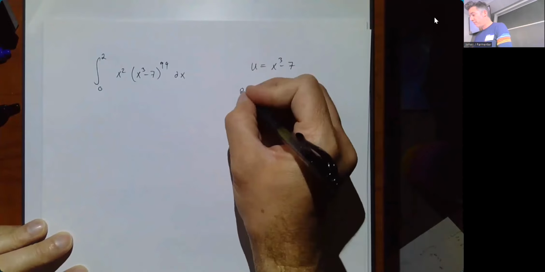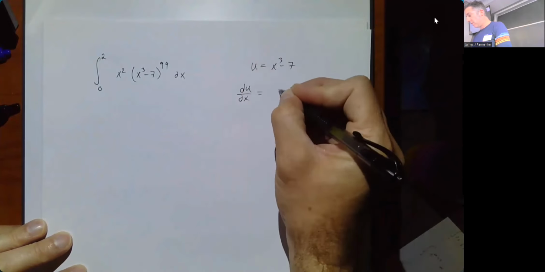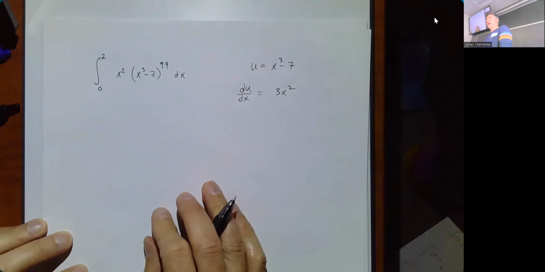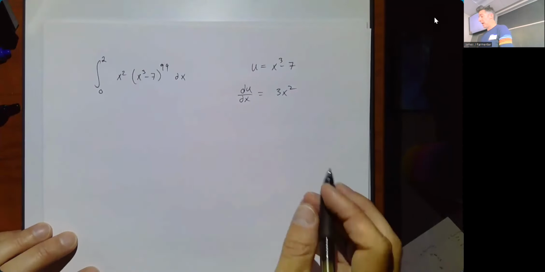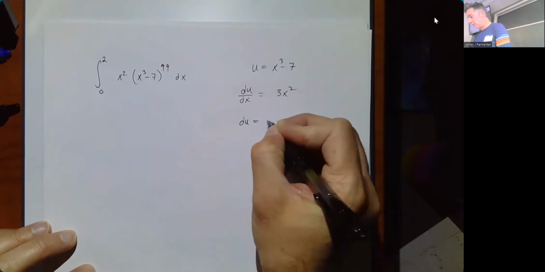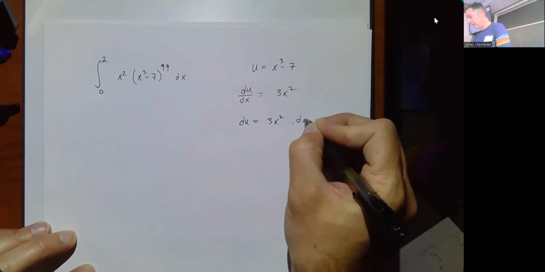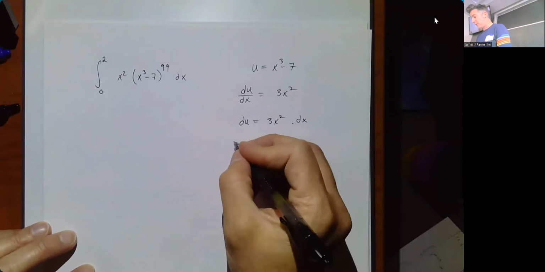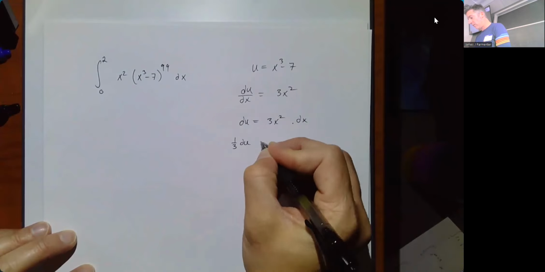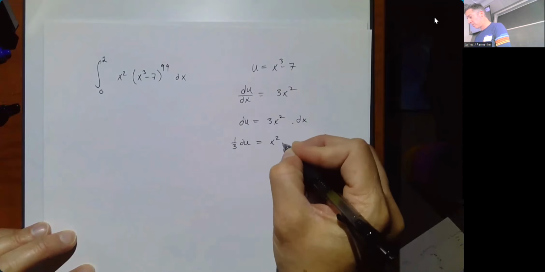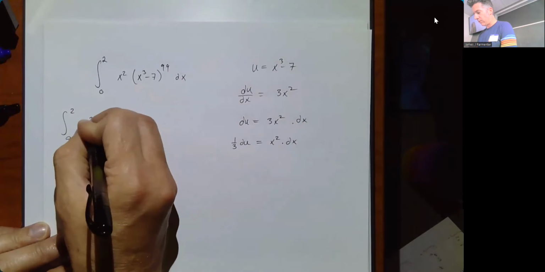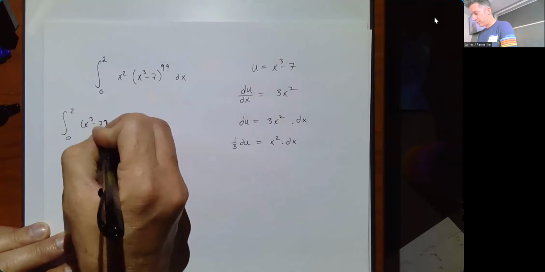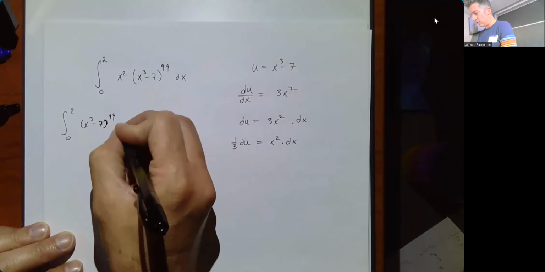And my derivative, du dx, is 3x squared. Do I have a 3 times x squared? Not exactly. Do I care about the 3 part? Not really. What I would do here is fix it. I would say du is 3 times x squared times dx. And then personally, I would multiply both sides by 1/3 and say 1/3 times du is equal to x squared times dx. And again, I like to rewrite the order of things so that you can see the du nicely.